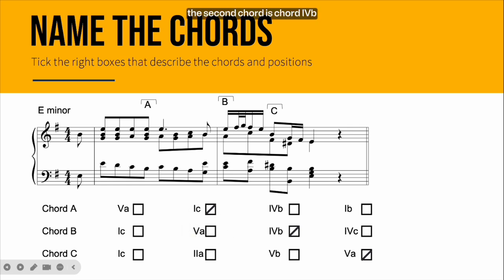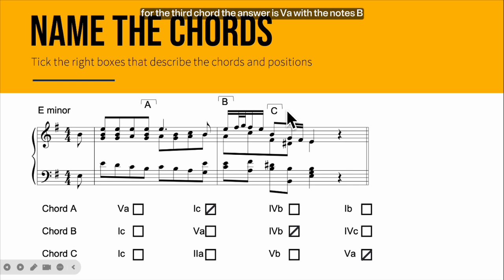The second chord is chord 4B. We have the notes C, E, A, and E. Rearranged in pairs of thirds, we have A, C, and E. The note A is the root and the subdominant, so this is chord 4. For the inversion, since the third, or the C note, is at the bass, we have chord 4B.